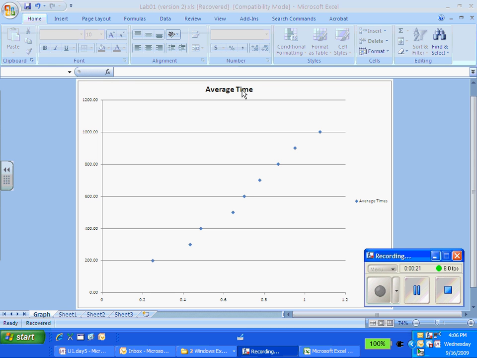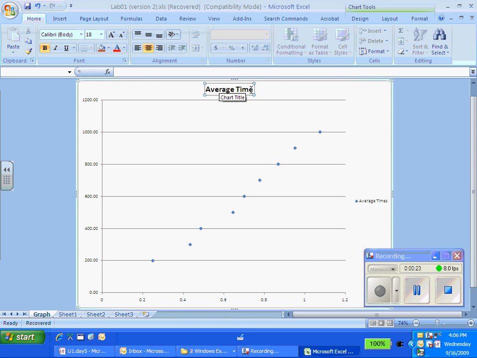So I will go and click on top of the axis title and change it to something that is more descriptive. Distance versus time. Now, all graphs should contain axis labels. So I am going to try to add some axis labels.